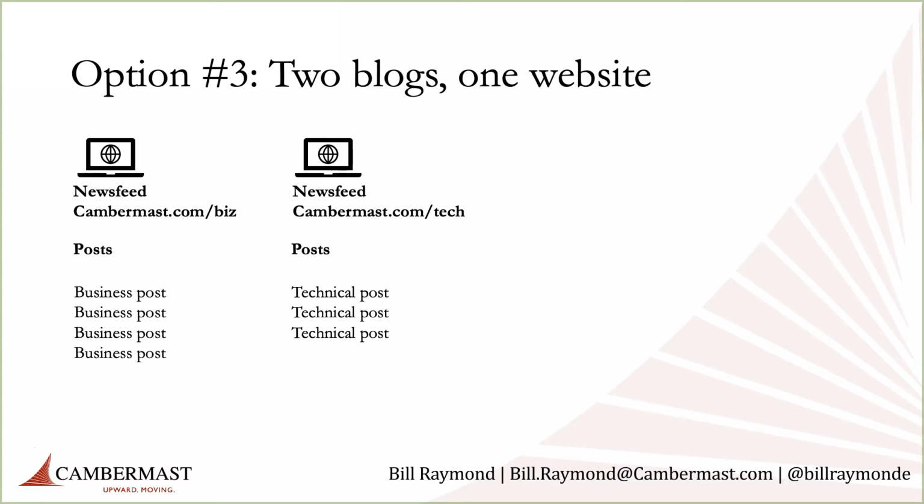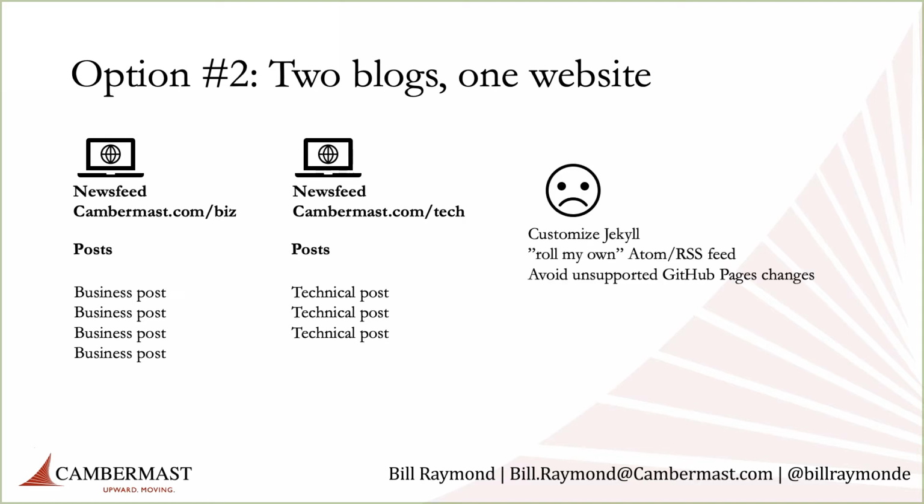So number 3 is I want to have two blogs, one website. And this is ultimately the option that I went with. But let me walk through this with you. I want to have cambermass.com/biz, or business blog, or whatever you want to call it, and have all my posts there. And then I want another URL specific to my tech blogging.